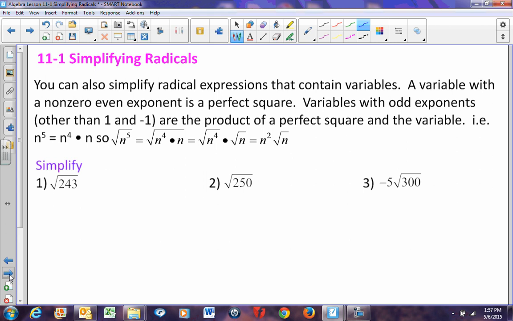and the variable. For example, n to the fifth is the same thing as saying n to the fourth times n. So the square root of n to the fifth would be the square root of n to the fourth times n. The square root of n to the fourth is n squared, and the square root of n can't be broken down, so it ends up to be n squared times square root of n. Let's look at some examples so we can practice this.